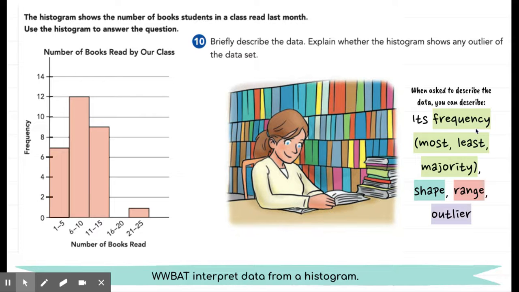You can describe the shape. You can describe the range, which is the highest value subtracted by the lowest value, and you can describe whether this data set has an outlier or not.